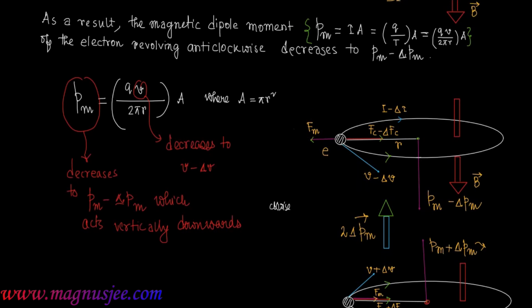In the diagram, orbital velocity v decreases to v minus delta v. That's why the dipole moment also decreases to Pm minus delta Pm, which acts vertically downwards.